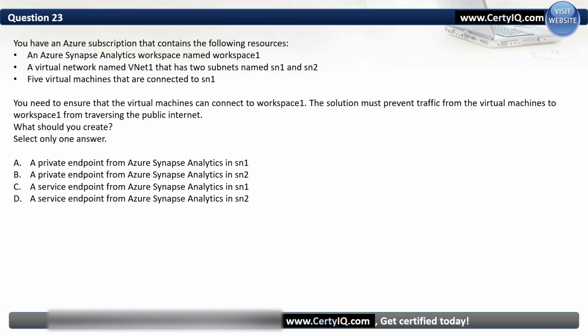Question 23. You have an Azure subscription that contains the following resources: an Azure Synapse Analytics workspace named Workspace1, a virtual network named VNet1 that has two subnets named SN1 and SN2, and 5 virtual machines that are connected to SN1. You need to ensure that the virtual machines can connect to Workspace1. The solution must prevent traffic from the virtual machines to Workspace1 from traversing the public internet. What should you create? Select only one answer.